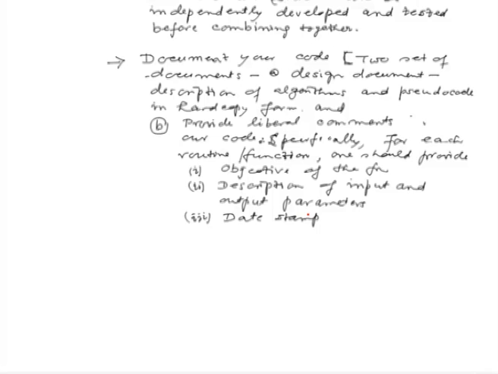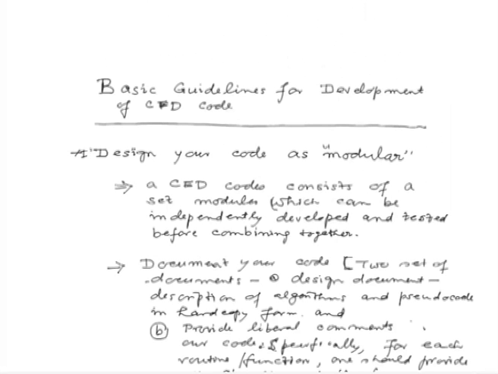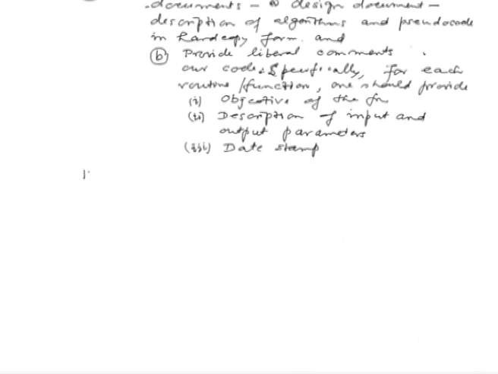Okay, so this is the first guideline, that you should develop your code as a modular code. And the second aspect which we had was documentation. The third aspect, which is equally important, is incremental development and testing.